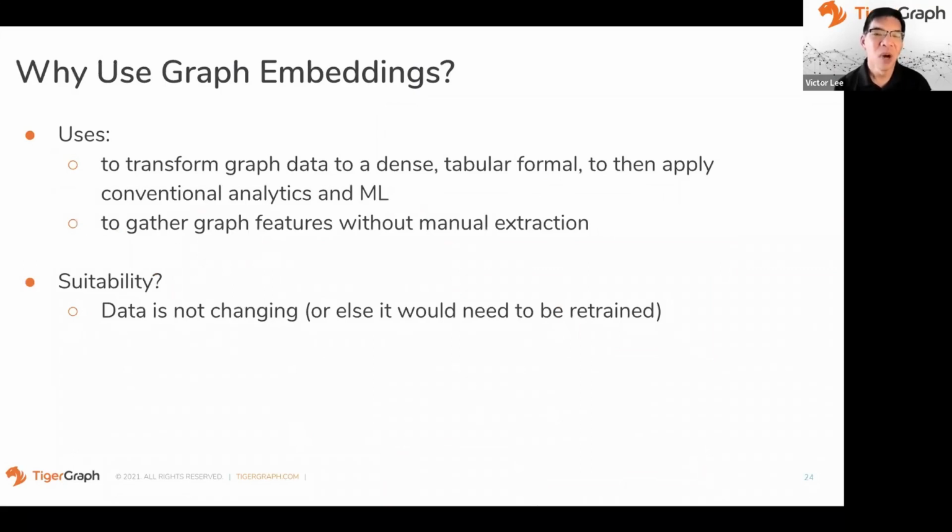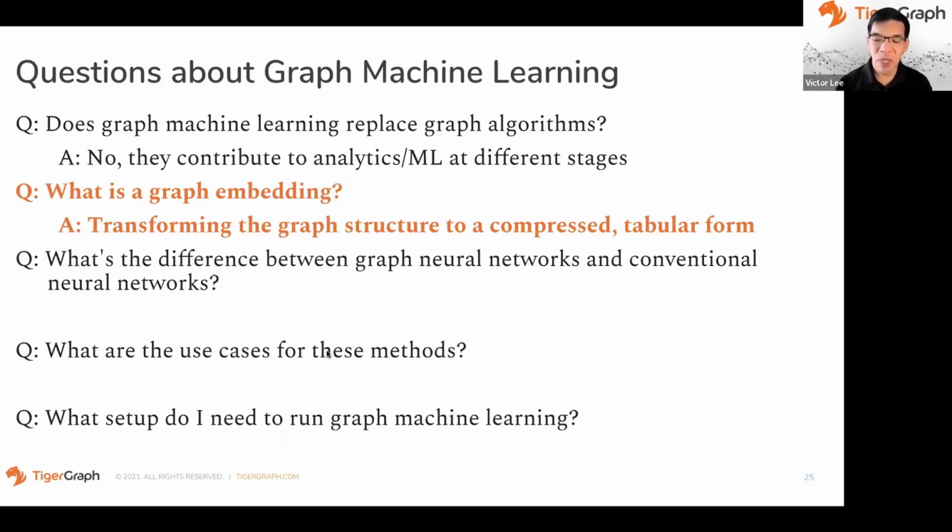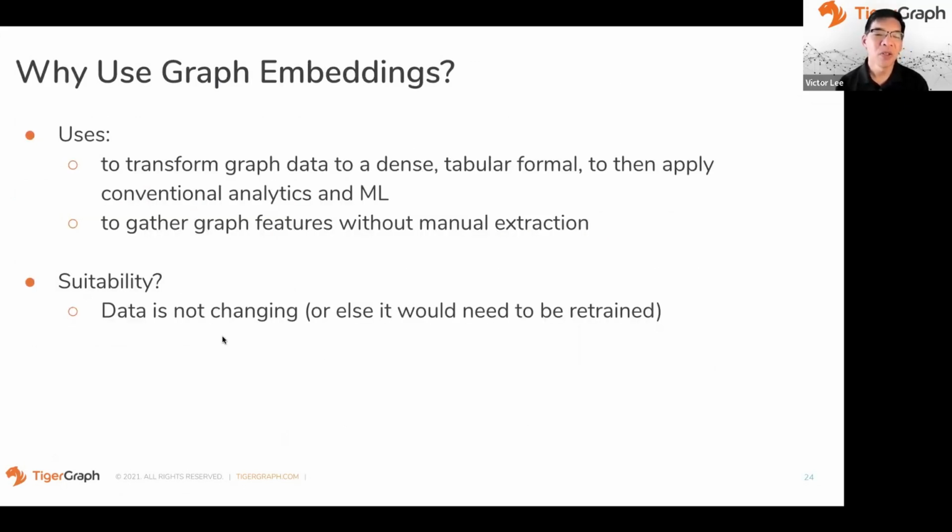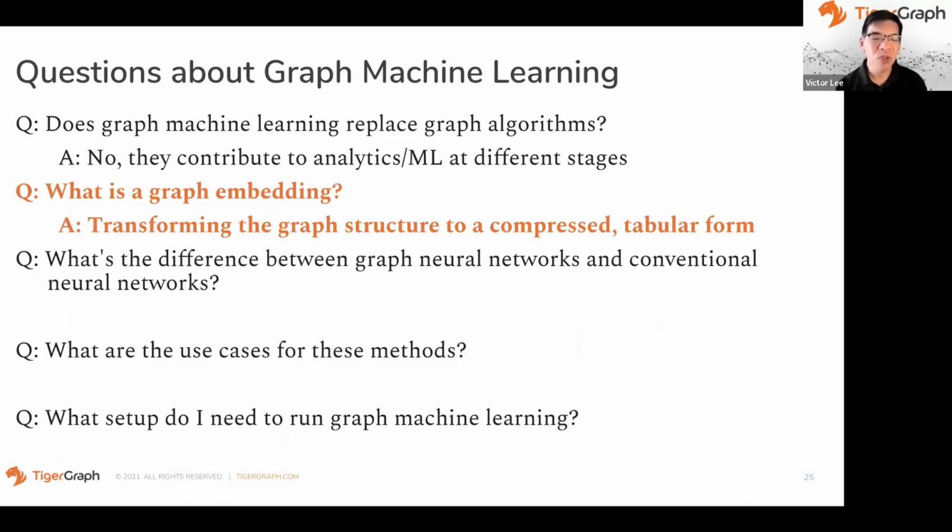So again, why do you do it? To get a dense tabular format and to gather graph features without manual extraction. And is it suitable? It's better if your data is relatively stable, because if the data changes, you will have to retrain it. So this answers our second question: what is a graph embedding? It's something that transforms the graph structure into a compressed tabular format.